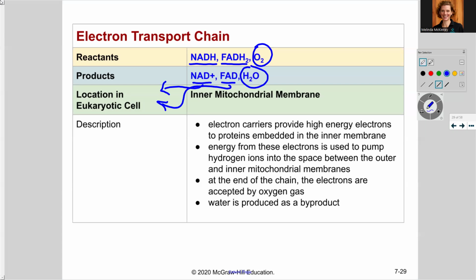Electron carriers provide high energy electrons to the proteins that are embedded in the inner membrane. The energy from these electrons is used to pump hydrogen ions into the space between the inner mitochondrial membrane and the outer mitochondrial membrane. At the end of the chain, the electrons are accepted by oxygen gas, and then water is produced as a byproduct.